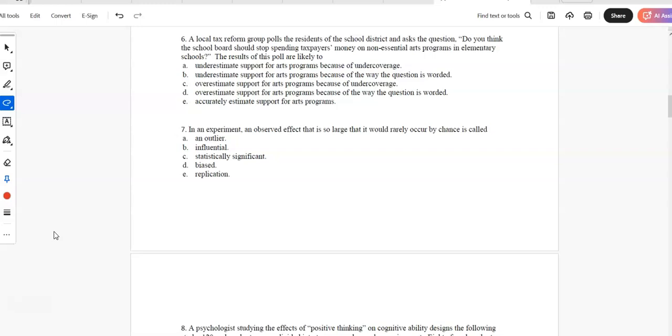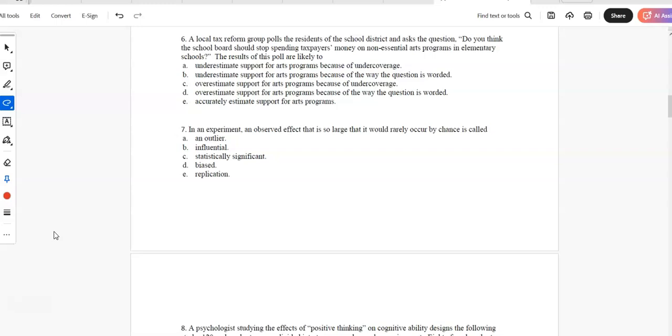Okay, a local tax reform group polls the residents of the school district and asks the question, do you think the school board should stop spending taxpayers' money on non-essential arts programs in elementary schools? Probably a biased question, right? We're going to actually say in the question, non-essential arts. It seems like, oh yeah, I don't want to support non-essential arts, just the way it's phrased there. So people are going to say, I don't want to support that.